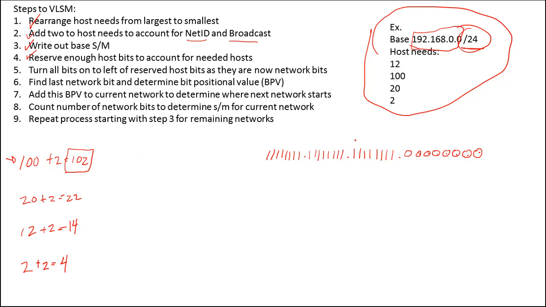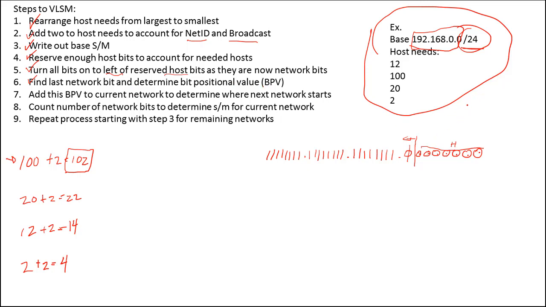Okay? Now, the next step, turn all the bits on to the left of the reserved host bits. So we just reserved all of these as host bits. So we draw us a line and everything to the left of that line gets turned on. It becomes a network bit. Okay? Now we find the last network bit and determine its bit positional value.